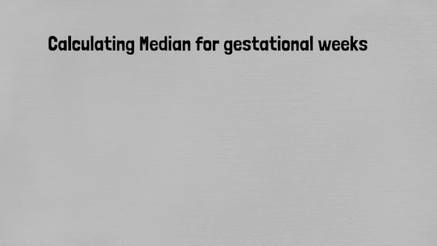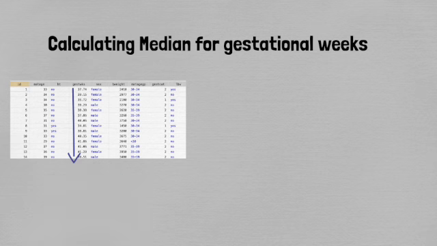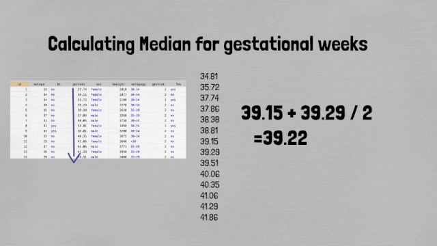In order to calculate the median for gestational weeks, it's also simple. All you need is to sort the data from ascending to descending. Then, if the number of terms in the set is even, the median will be the average of the two central terms, and in this case it is 39.22.